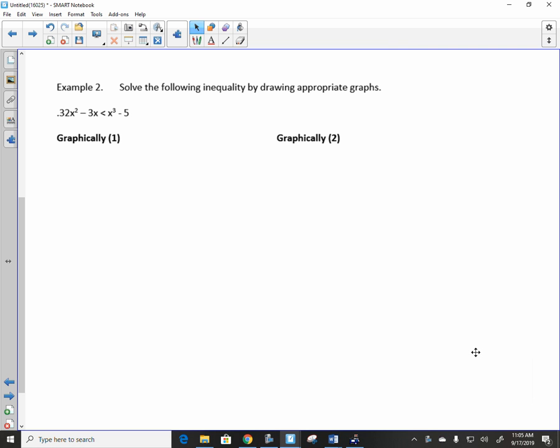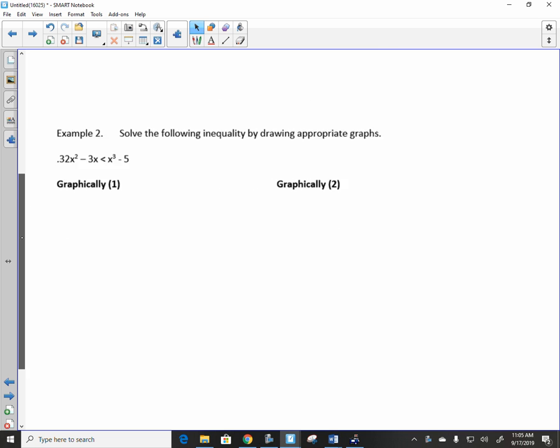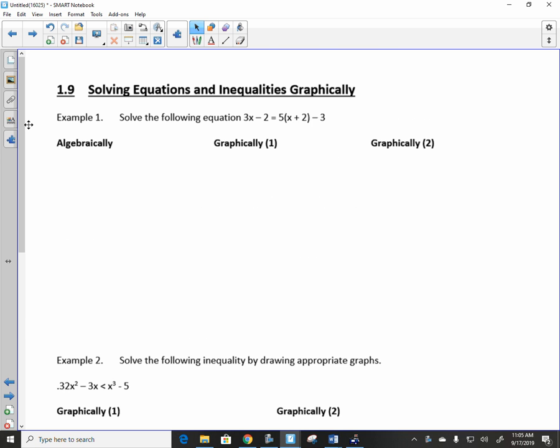Today I'm going to show you 3 different ways of solving an equation. The first way is to do so algebraically. This problem, 3x minus 2 is equal to 5 times the quantity x plus 2 minus 3. You know how to solve that by using basic steps of solving equations.